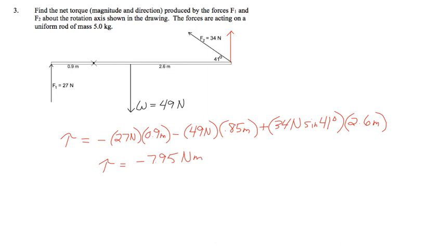All right, any questions with that? And if I still have time, then I'm going to now go on. So that would be worth 10 points for getting the torque. Now the next question would be getting the I.